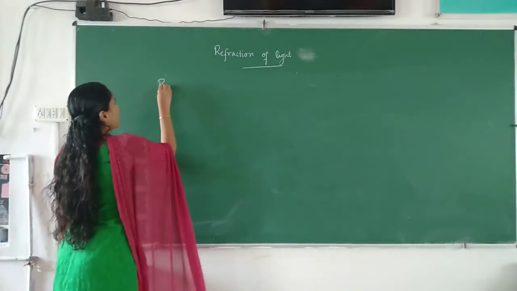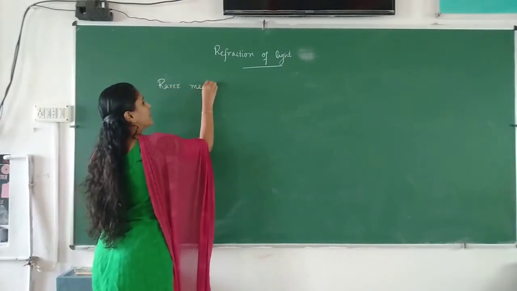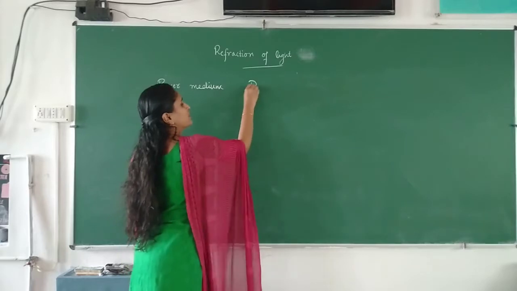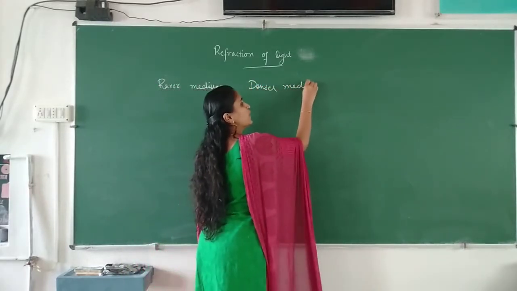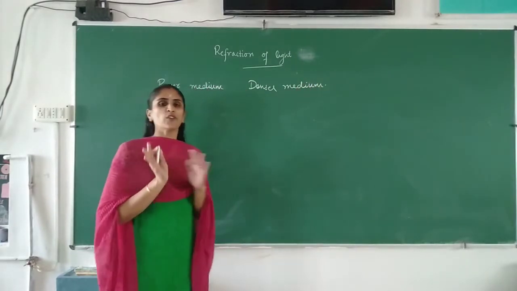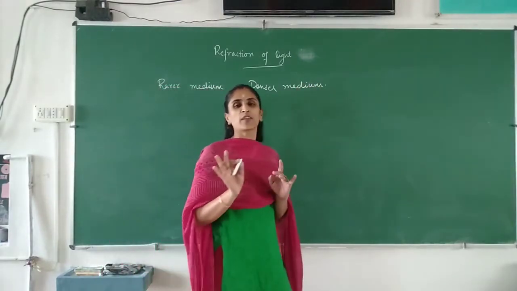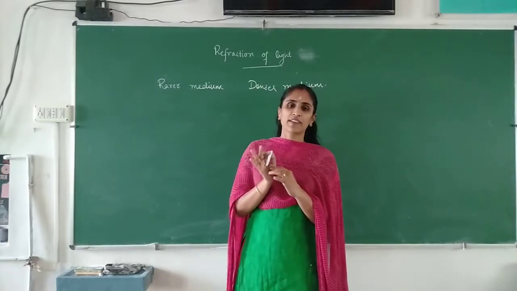So rarer medium and denser medium depend on the value of the refractive index. It depends only on the value of refractive index. It is not related to mass density.